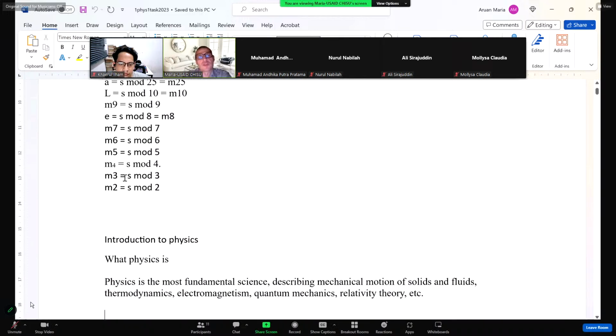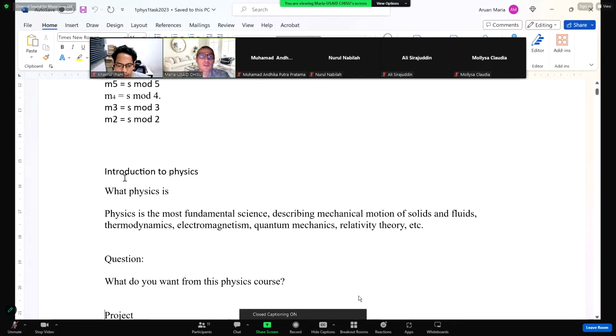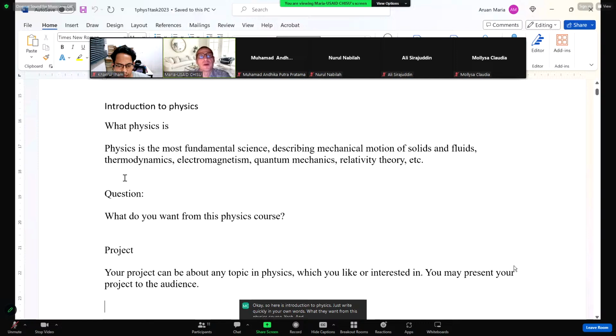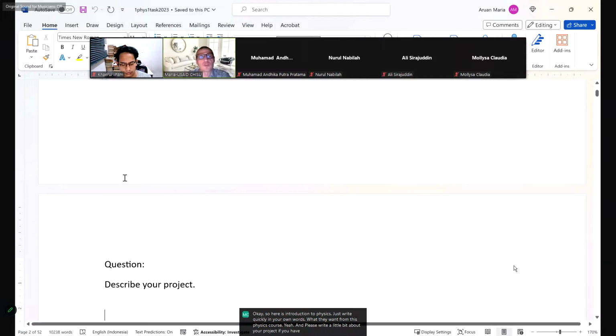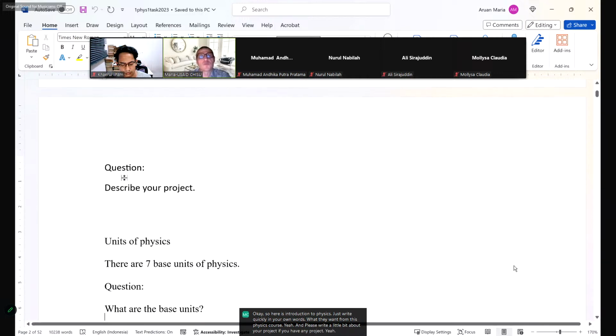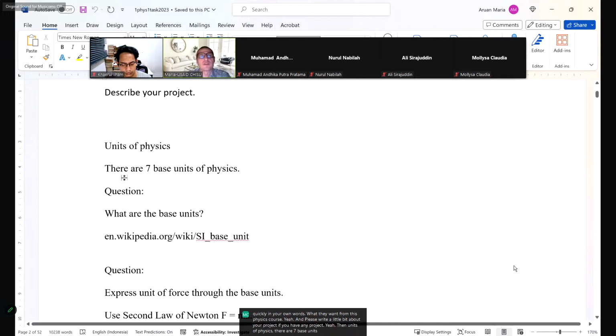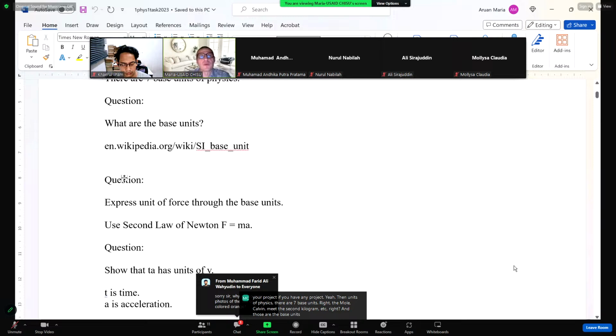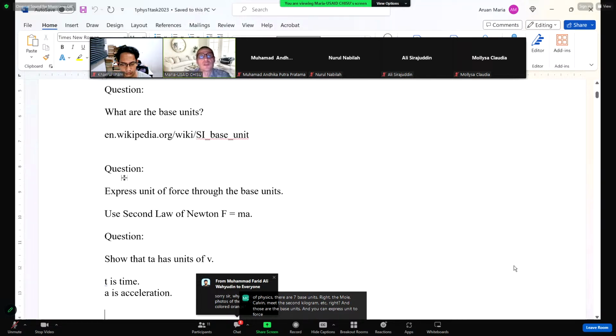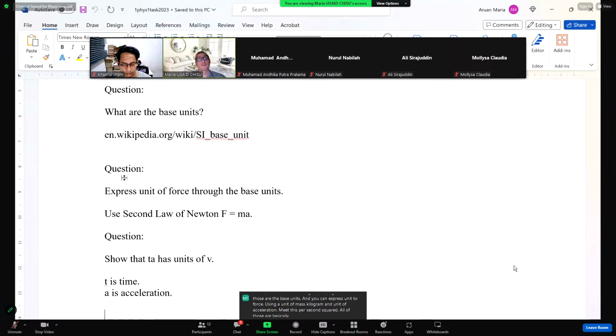Okay. So here is the introduction to physics. Just write quickly in your own words what you want from this physics course. And please write a little bit about your project if you have any project. Then units of physics: there are 7 base units, right? Mole, Kelvin, meter, second, kilogram, etc. And those are the base units. And you can express the unit of force using a unit of mass, kilogram, and a unit of acceleration, meters per second squared. All of those are base units.